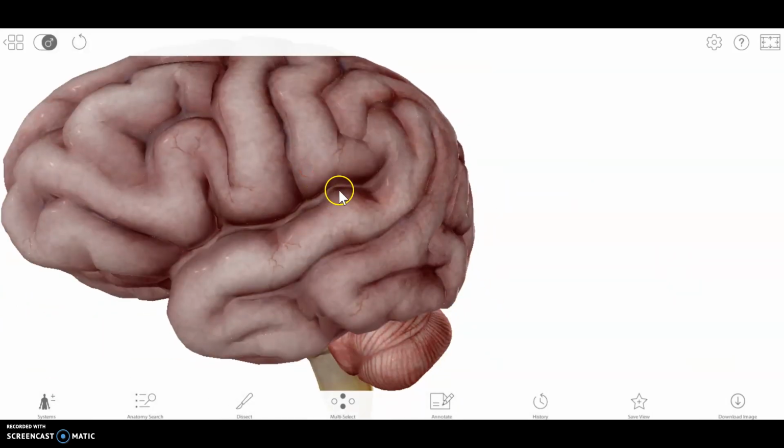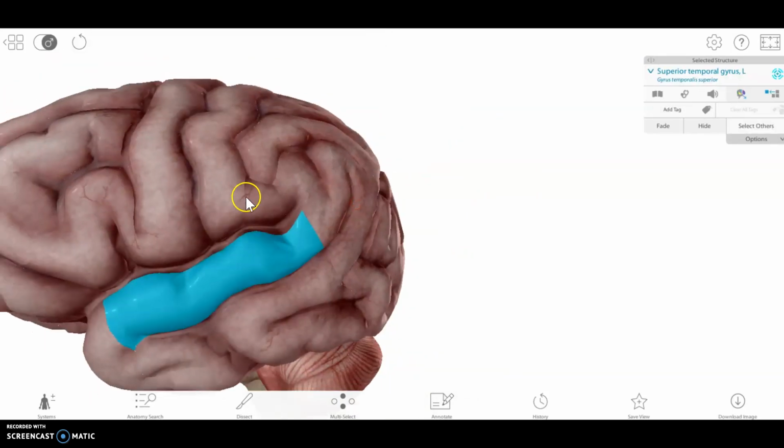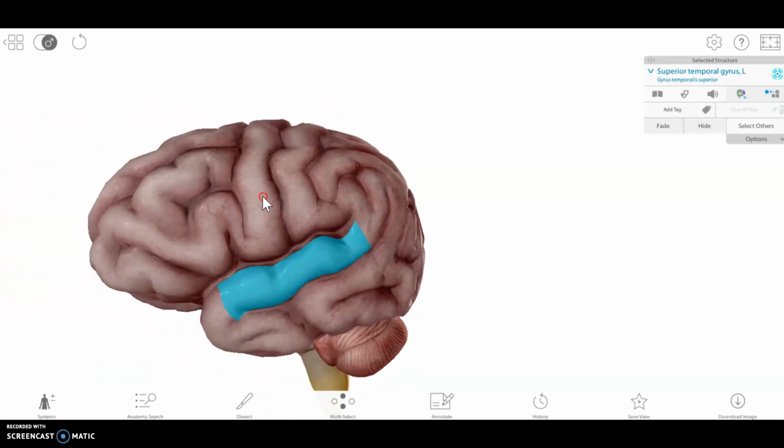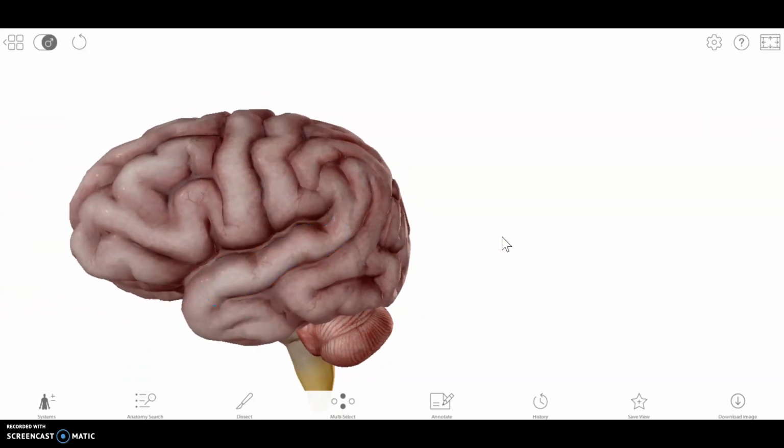Okay, so now we're going to look at some of the external brain structures. And the first one is the four lobes, the four external visible lobes, and then you have a fifth lobe that's kind of buried and deep.